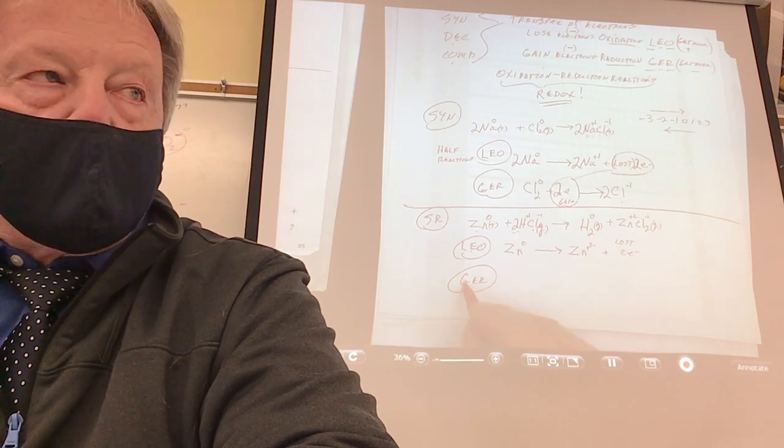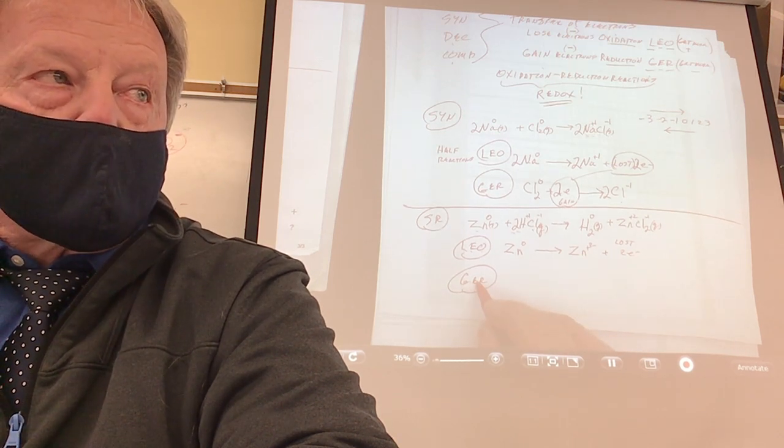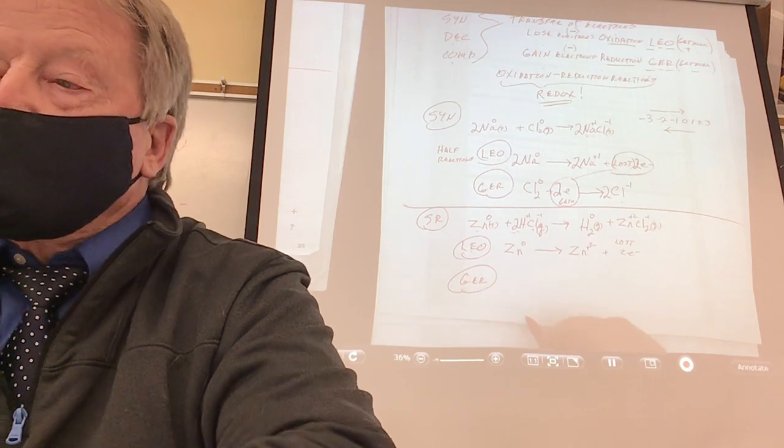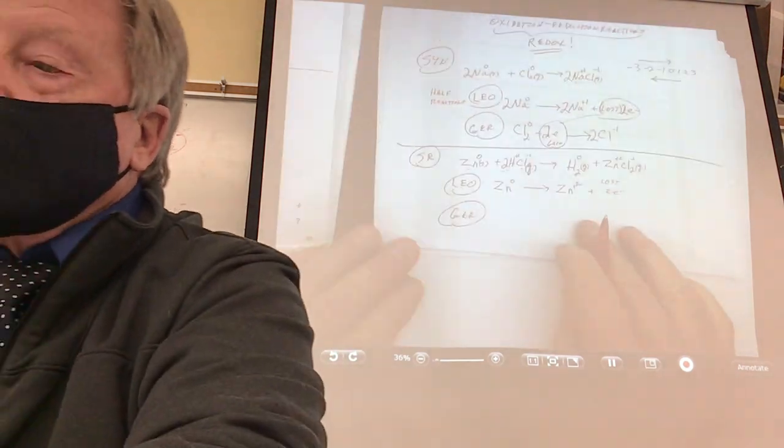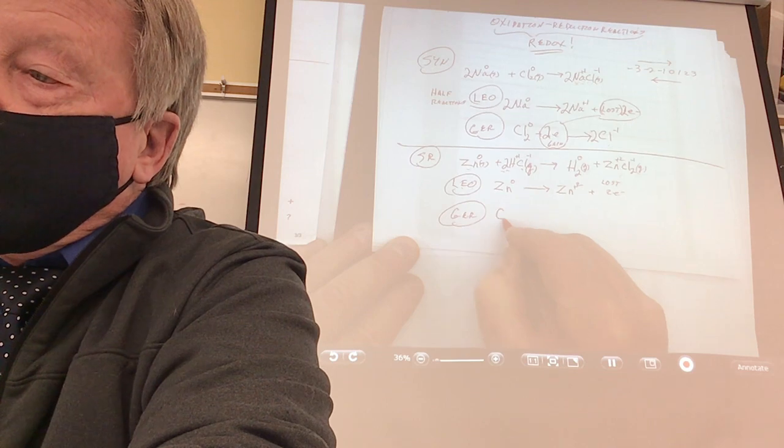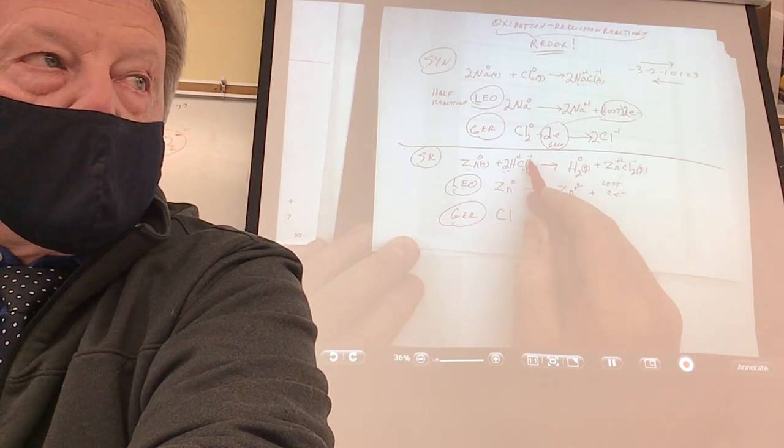Now, if you gain the negative electrons and get reduced, you're going to become more negative. Who became more negative? Okay. We're going to write one chlorine at a time. Chlorine started as what?